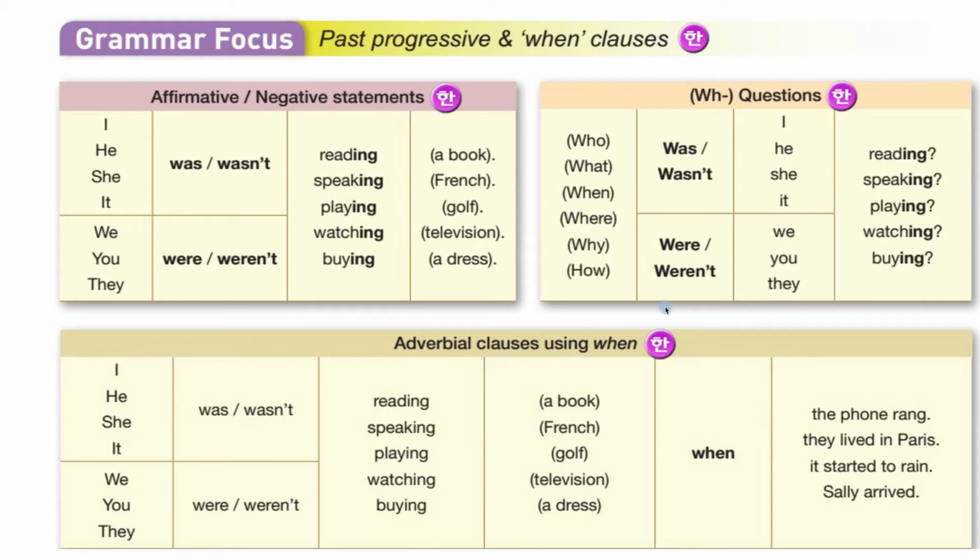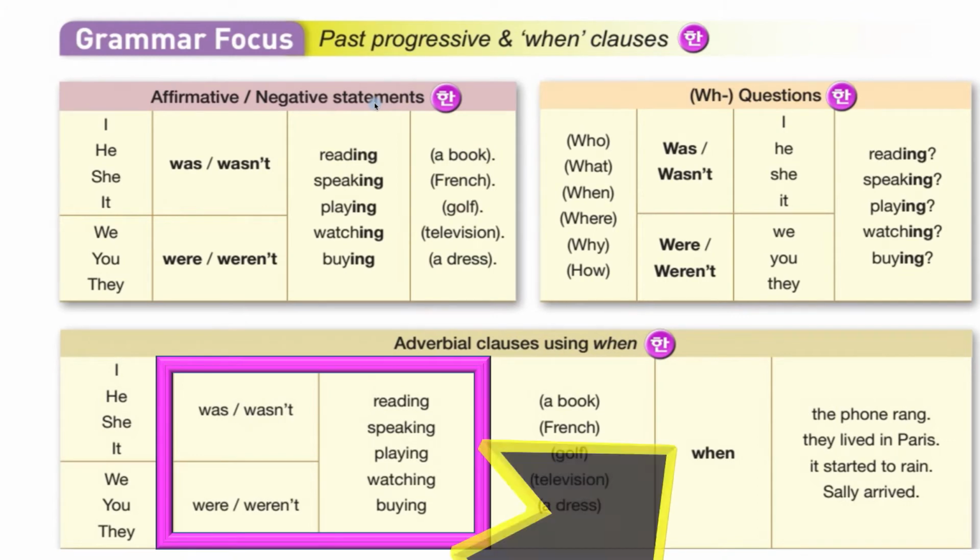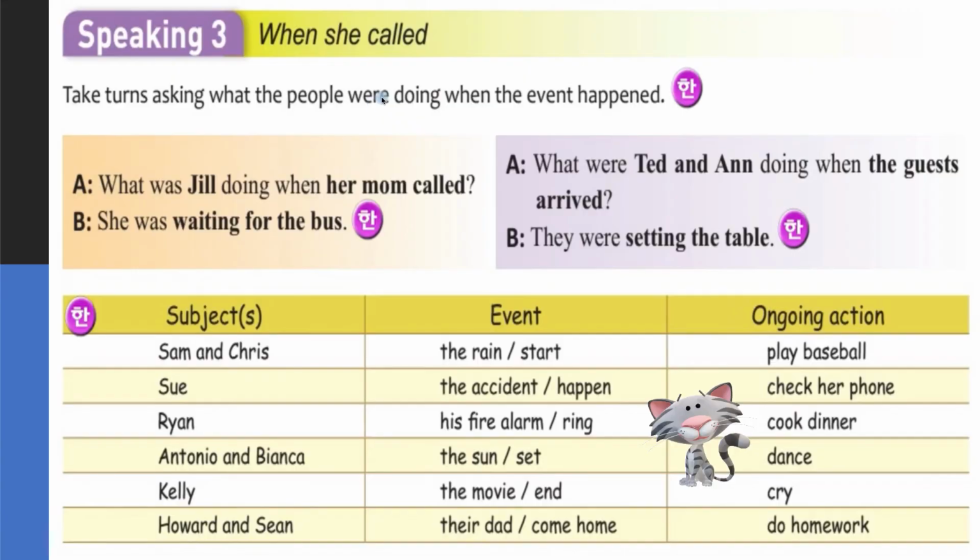So let's practice a little bit of speaking 3. Past progressive again, but here we're looking at using the when clause. We're combining two clauses, two sentences together using when. So here we have an event and an ongoing action. Ongoing action is going to be the past progressive. Ongoing is progressive. Event will be the simple past. So the event is the when clause. And remember, was with one person, were with two people.